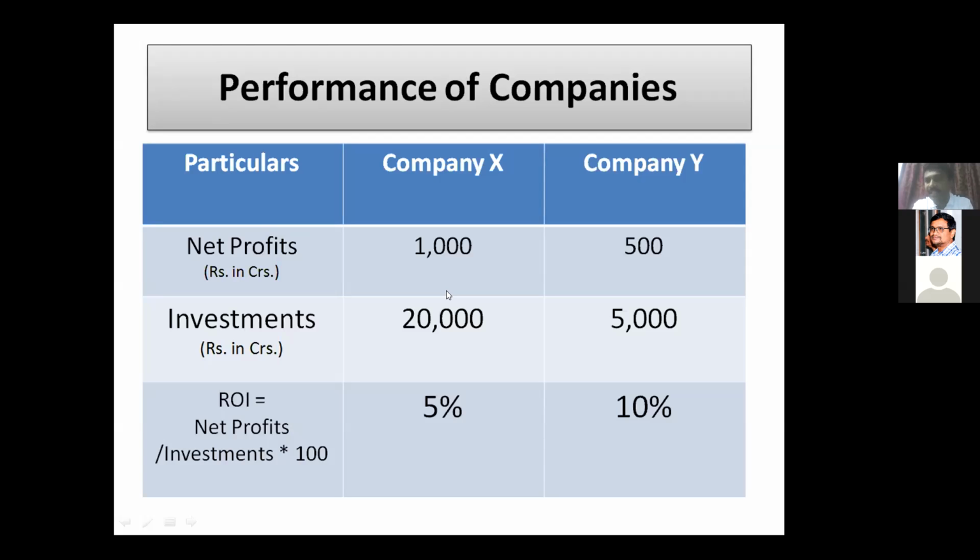To know the complete performance of the company, to know the complete story of the organization, we need to think one step beyond. We need to go one step beyond and link them, correlate them and use certain tools like return on investment. And this return on investment is one ratio. It is called a financial ratio.